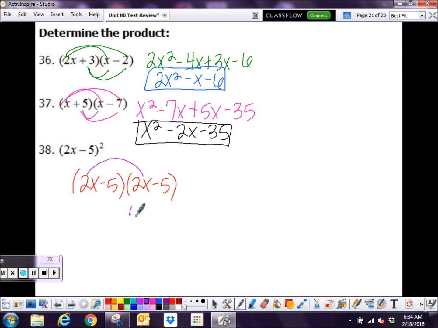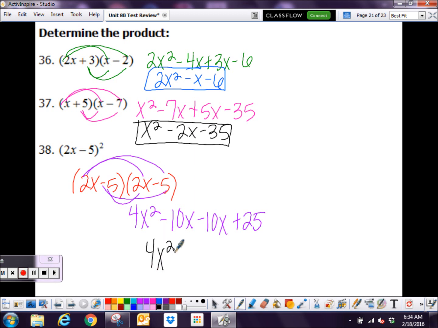So 2x times 2x is 4x squared. 2x times negative 5 is minus 10x. The inside is minus 10x. And the last negative 5 times negative 5 is 25. So that gives me 4x squared. Negative 10 minus 10 is minus 20x. And plus 25.